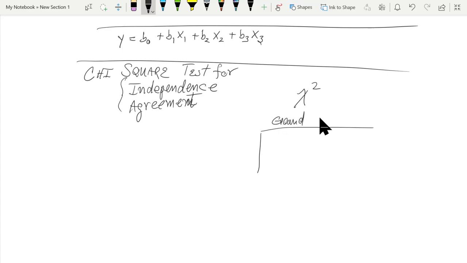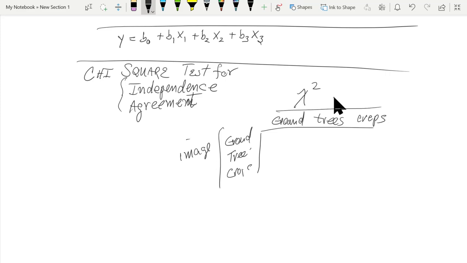This is ground, trees, crops, and there's like a dozen different things. And then we've got ground, trees, and crops. And this is image. And this is actual, call it.